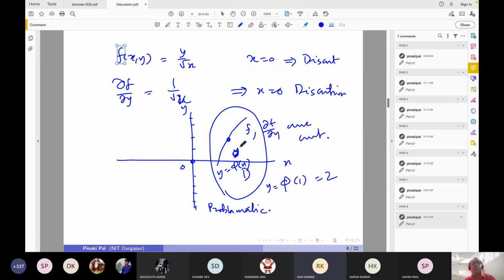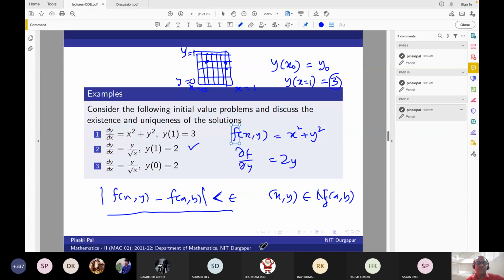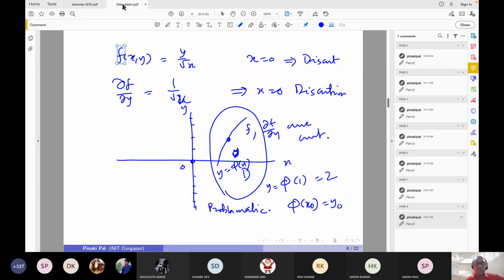How do you get phi of 1 is equal to 2? It is guaranteed by Picard's theorem that there exists a unique solution phi which will satisfy the condition phi of x0 equal to y0. You look at the condition, x0 is equal to 1, and its value is equal to 2. That is your y0. So x0 is 1 and y0 is 2 for this particular problem. Therefore, there exists a unique solution phi.